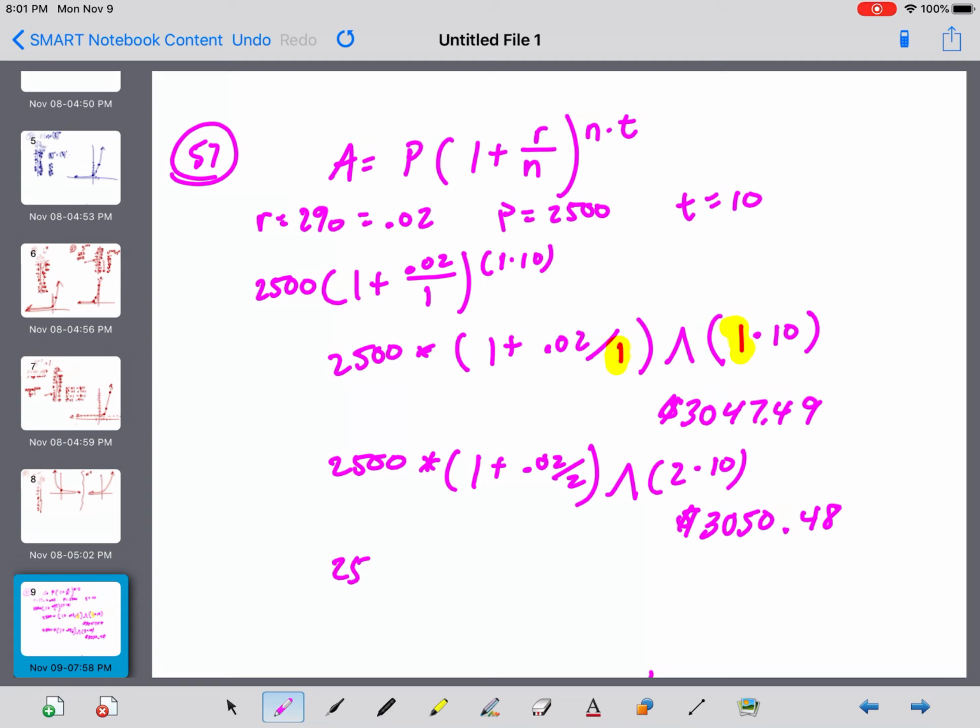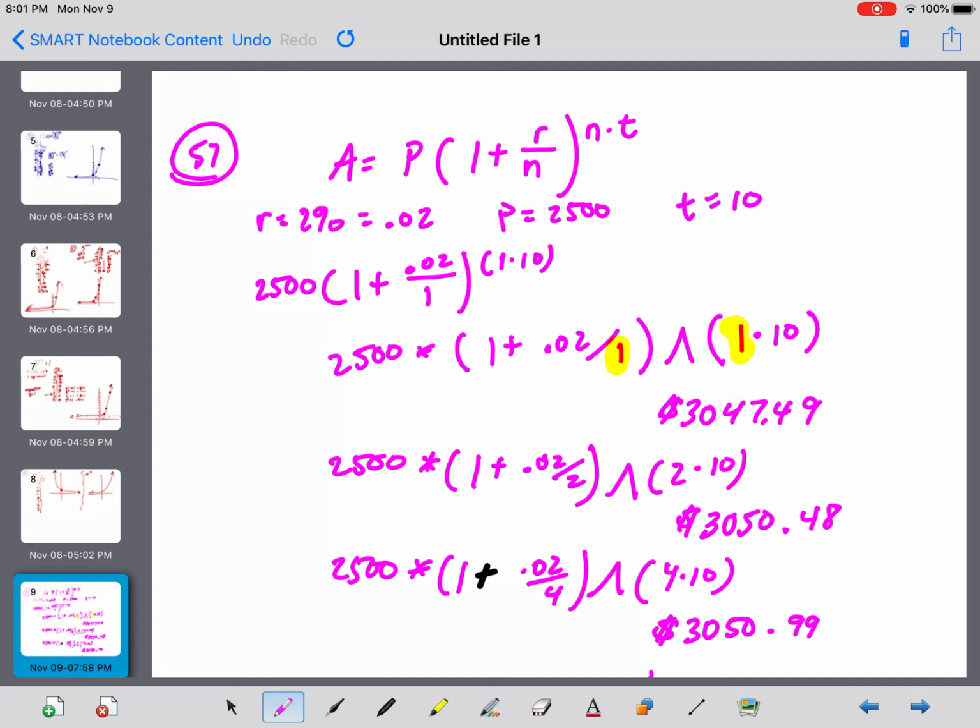And then you got to change those numbers to 4: 2,500 times 1 plus 0.02 divided by 4 raised to the 4 times 10 power. So that's going to get raised to the 40th power, but you're dividing the interest rate by 4. So it kind of balances out. You're going to get a little bit more money. This one's really close. You're only going to get 3,050.99. I think I did those right. You can always check my math.